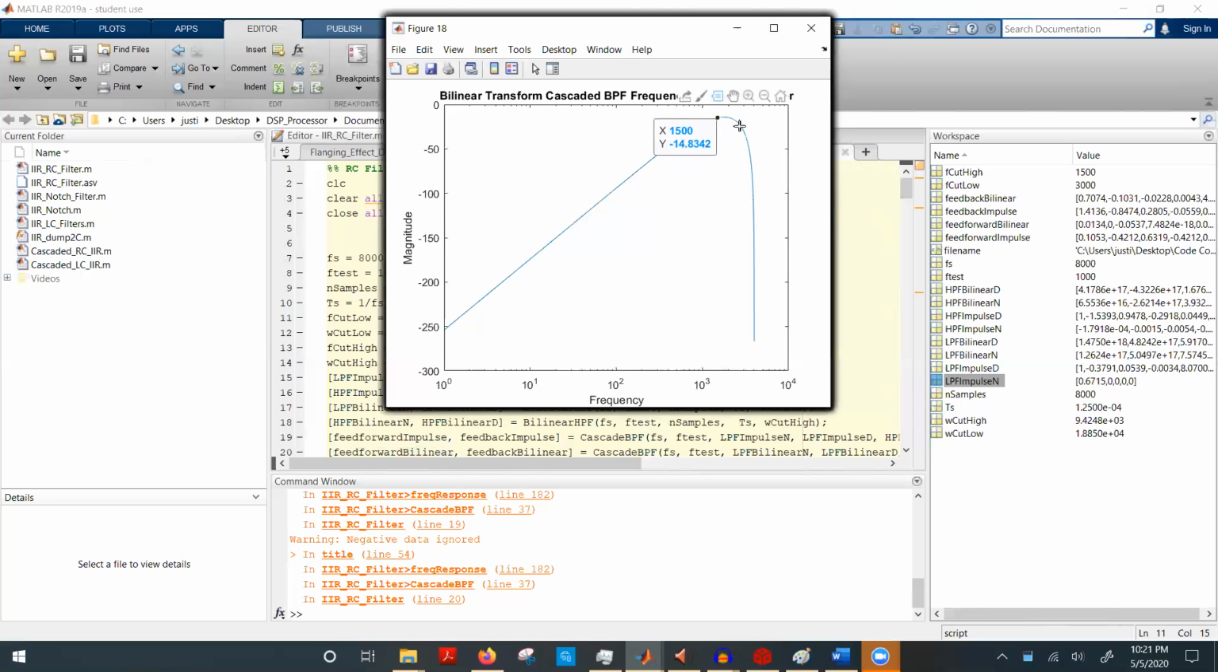The low pass filter has a cutoff frequency of 3000. Notice what's happened here. When we're at 3000, this does not match the expected cutoff frequency. It's supposed to be about -15 as well, but it's almost double. It's almost like negative 30 dB.